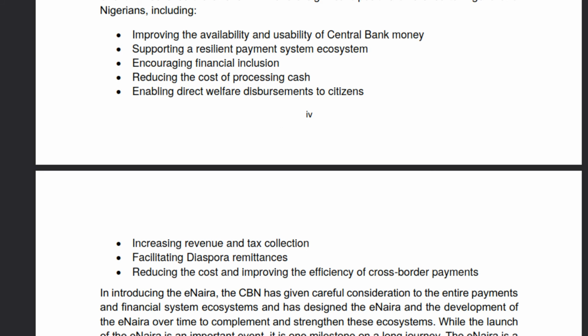Also, the CBN sees it as a tool for efficient cross-border payments, especially diaspora remittance. The CBN explained in the document that in 2019, 2.8 billion US dollars flowed into the country through diaspora remittance.